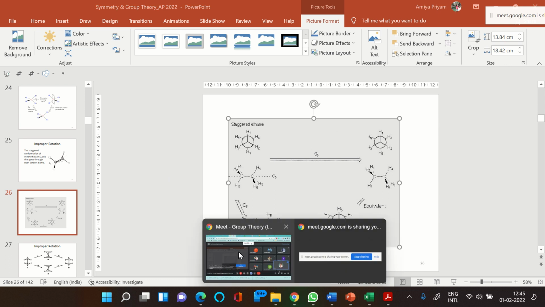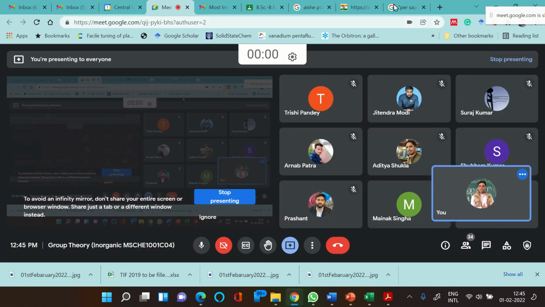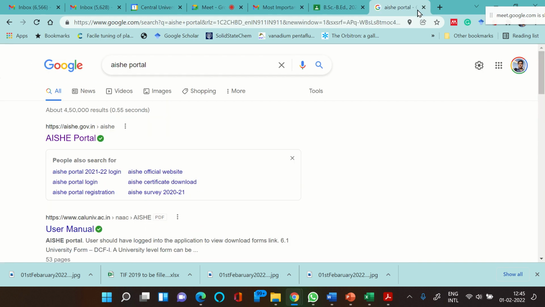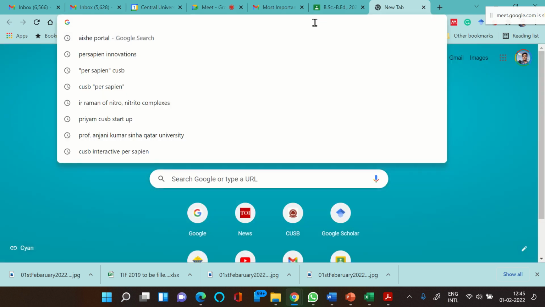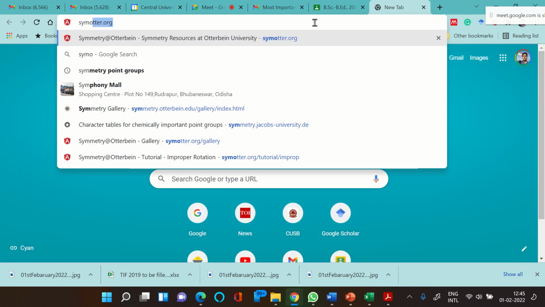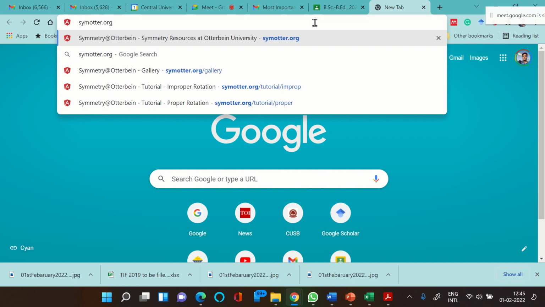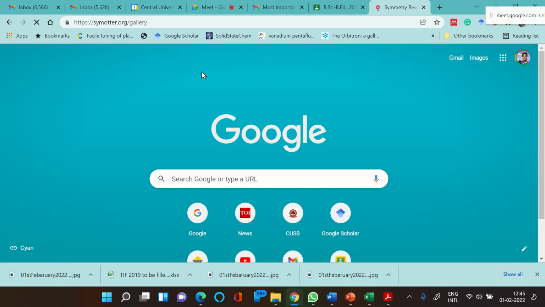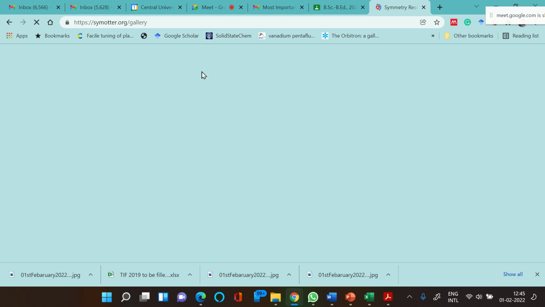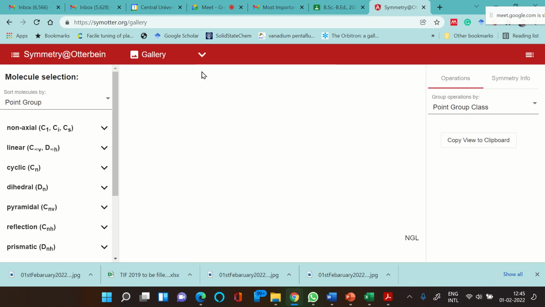So we'll have to go to the screen. Type cmotor.org gallery and you will get to the right thing. The internet has become a bit slow. Okay, so we are here.